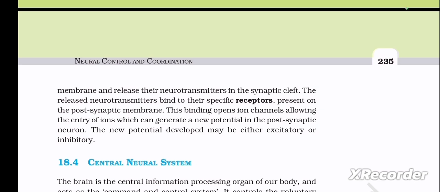The released neurotransmitters bind to their specific receptors present on the postsynaptic membrane. This binding opens ion channels, allowing the entry of ions which can generate a new potential in the postsynaptic neuron. The new potential developed may be either excitatory or inhibitory.